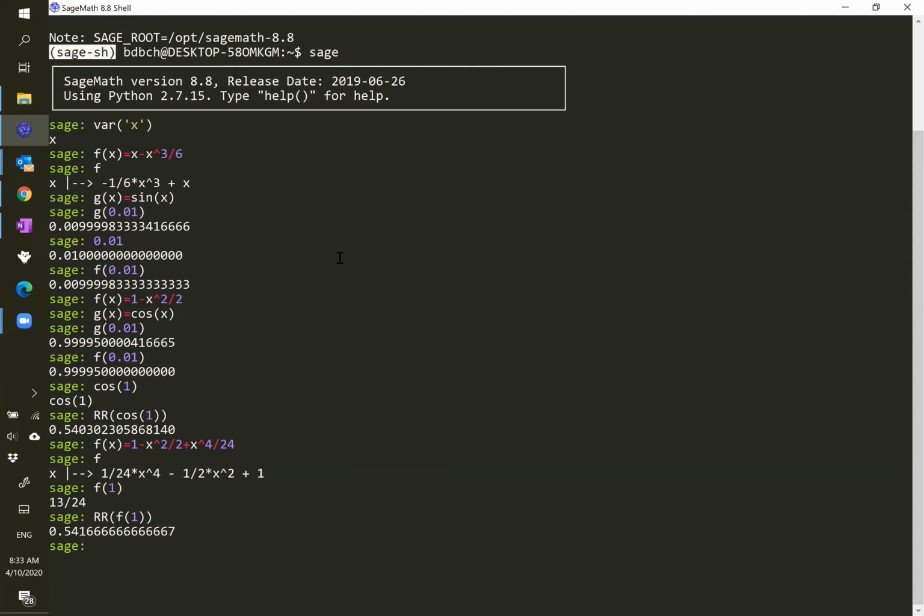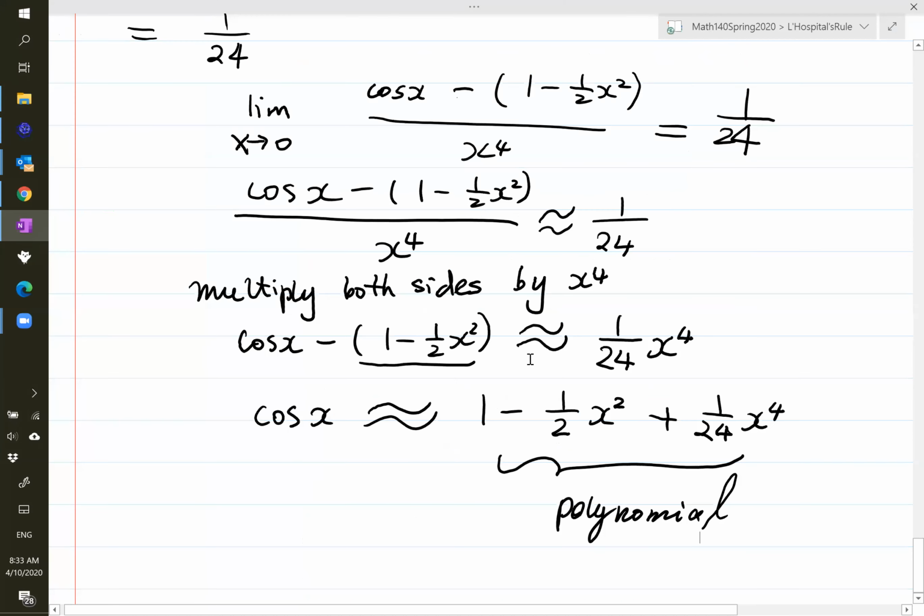You get 0.54. It is, in some sense, an approximation. Once you have more and more terms, this approximation will be better and better. So by L'Hopital's rule, we actually have an algebraic manner to compute sine x, an algebraic manner to compute cosine x.